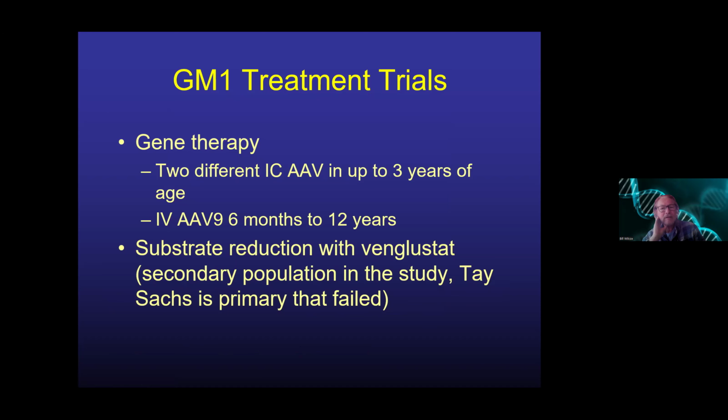And substrate reduction with venglustat was tried in the secondary population in the Tay-Sachs study. I don't know if anybody's continuing on it. I've got a sialidosis patient who's continuing on it for late onset sialidosis because she seemed to objectively do better. But again, that was open label. All the secondary population was all open label.